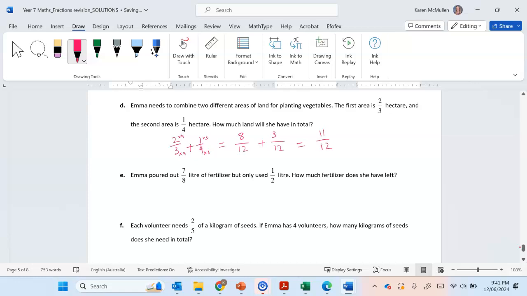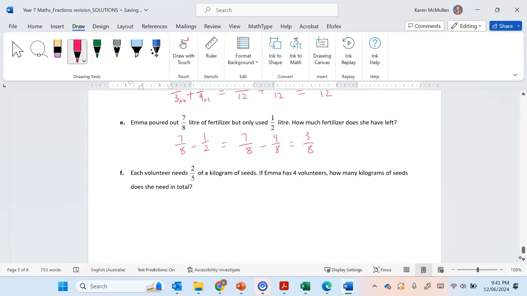Emma poured out 7/8 litres of fertilizer but only used half a litre. How much fertilizer does she have left? So 7/8 minus a half. Now because we're subtracting, we need to have the same denominator. All right, so just changing that half to 4/8. All right, you can pause at any time if I'm going too quickly. I'm just conscious of the length of the video.